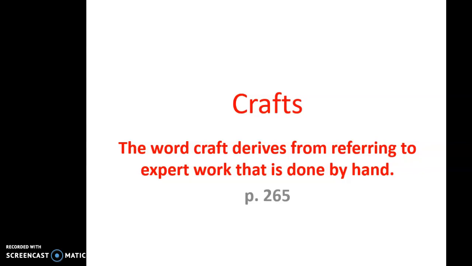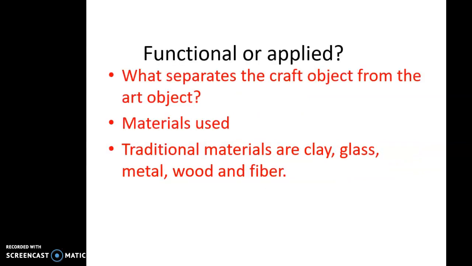Now, crafts is the next section, and the word craft is derived from referring to expert work that is done by hand. This can be found on page 265 in your text. When we talk about craft, what separates the craft object from the art object? Well, that is basically the materials that are used. Traditional materials for crafts are clay, glass, metal, wood, and fiber.